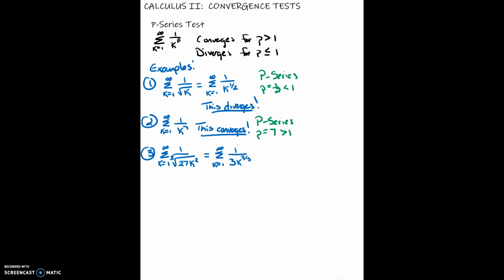Now that's looking pretty close, but not exactly like what I'm looking for. You'll remember that up here in the p-series, it has to have just 1 over k to the p. Can't have anything else there after the summation. So let's go ahead and factor out that 3 in the denominator, which makes it a coefficient of 1/3. And then we have 1 over k to the 2/3 power, which is definitely p-series. In this case, our p-value is 2/3, which is less than 1, which tells us that this diverges.